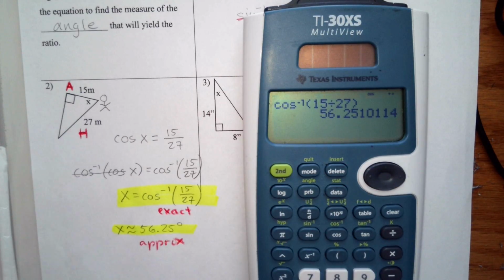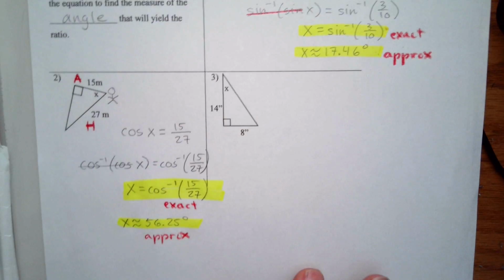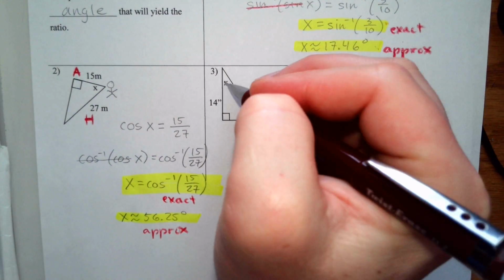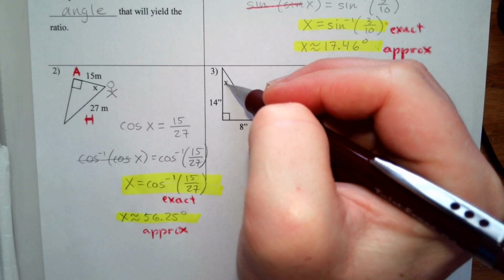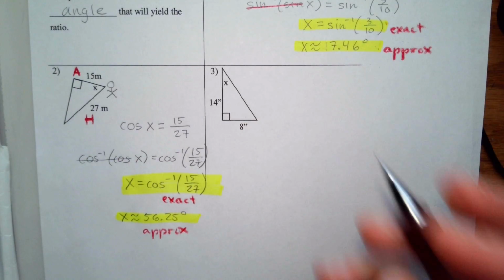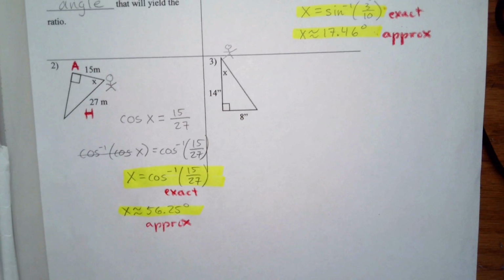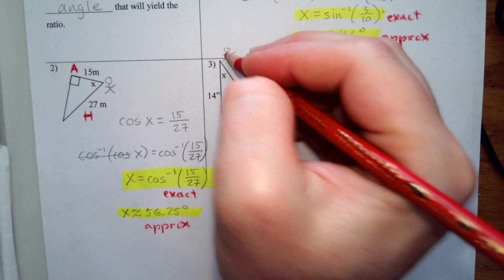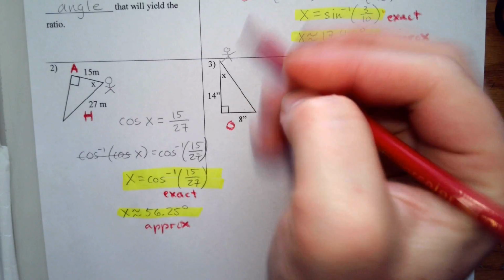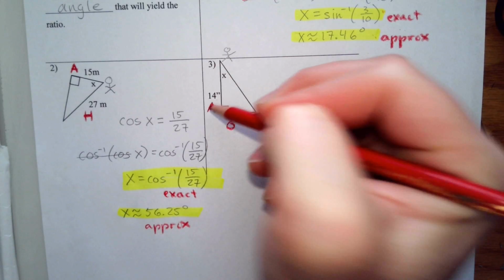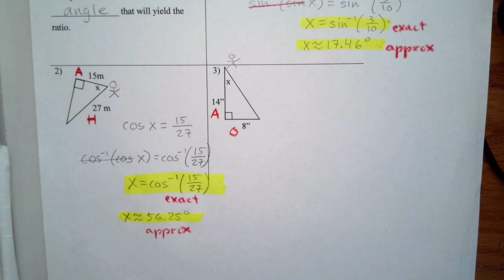Okay, next one. We got a right triangle. I want to solve for an angle. I don't know the other one, so we're going to use trig. So the x is my reference angle. From this person's point of view, the 8 is the opposite leg, the 14 is the adjacent leg, so we're going to use tangent based on SOHCAHTOA.